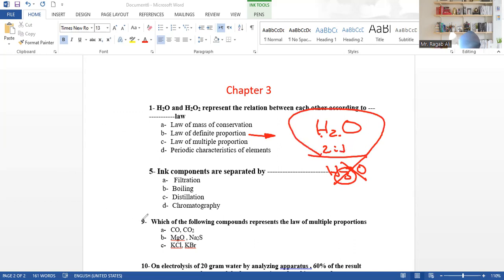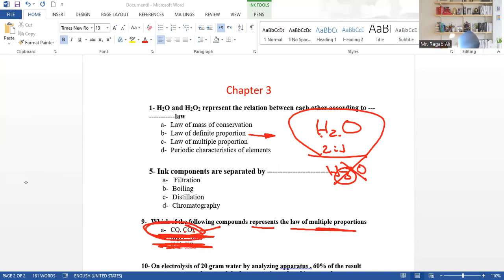Another example here, question number 9. Which of the following compounds represents the law of multiple proportion? Here, carbon and oxygen, maybe this one. Magnesium and oxygen, no, this one is completely different compounds. Here, KCl and KBr are also completely different, so this one is not an example of multiple proportion, but this one is an example of multiple proportion.